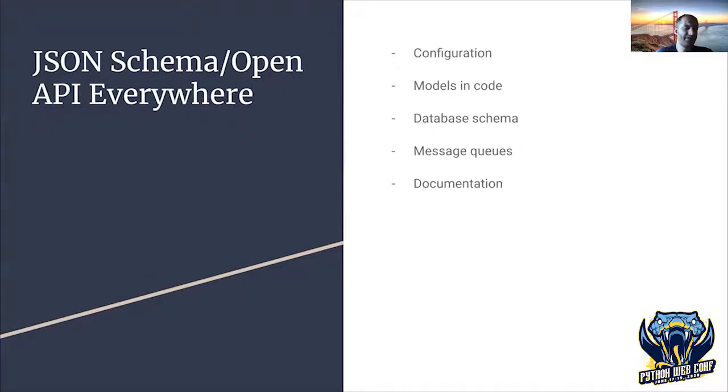So now we have JSON schema everywhere. We have it in configuration, in our models, in our code, in our database schema, and in our message queues and documentation. Up and down the stack, we've described most of the ways that we map different data with JSON schema, and we're all happy, right?